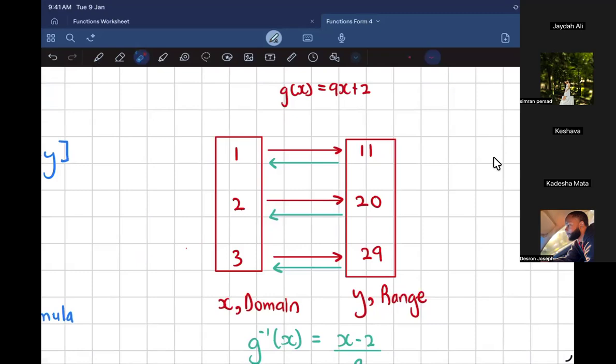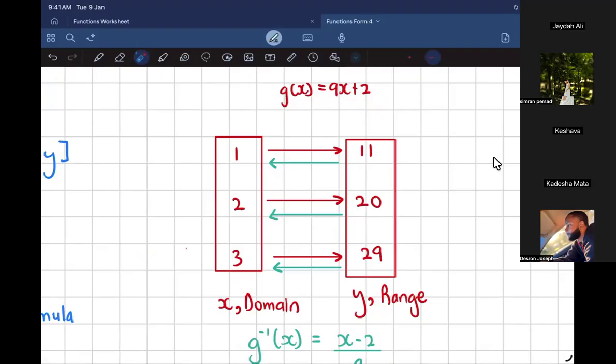So a function takes in an x value, it does something to it, and then it gives you a y value. In this case, it's multiplying the x value by 9 and then adding on 2. Make sense? If I put 3 into this function, what am I supposed to get? 9 times 3 plus 2. I got 29. So 9 times 3 is 27 and I add 2.